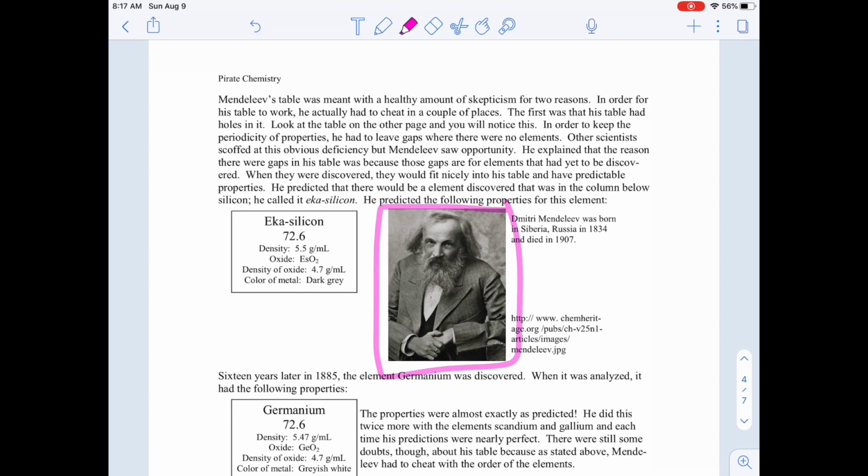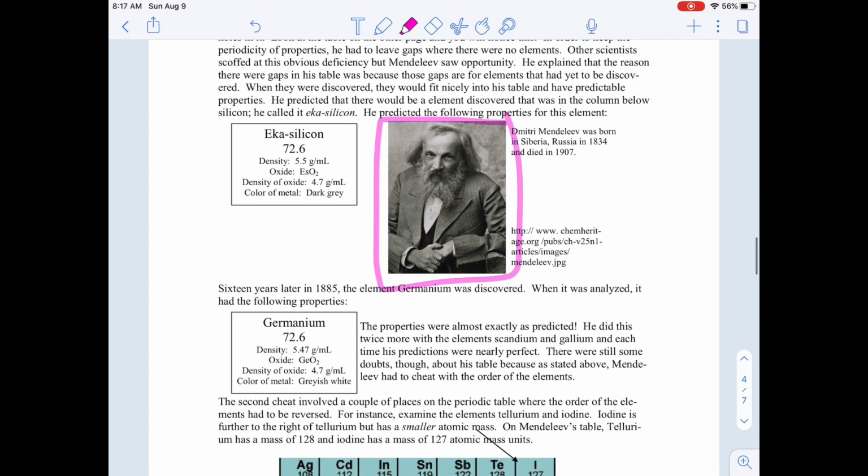People didn't believe him at first until he predicted germanium. He had stated that if you find, and when you find this element, here's the properties of that element. They found it. These were the actual properties. Pretty impressive stuff. Okay, he did that a couple other times. Scandium, gallium, he was able to predict those. And after that, people were pretty convinced that this was the correct way to do it.